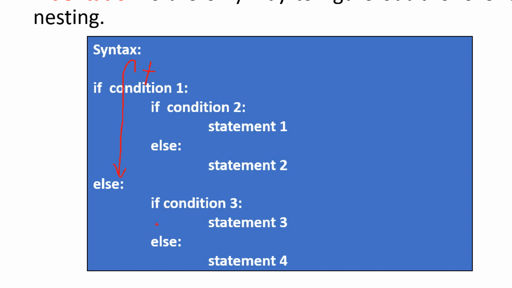In the else block, I am having another if else statement. Then it will check: if condition 3 is true, then statement 3 will get executed. Otherwise, if condition 3 is false, statement 4 will get executed. So here I am having an if else statement inside the if block and the else block also. If an if statement or if else statement is nested inside another if statement or an else statement, this is known as a nested if else statement. We will see an example for the nested if else statement.